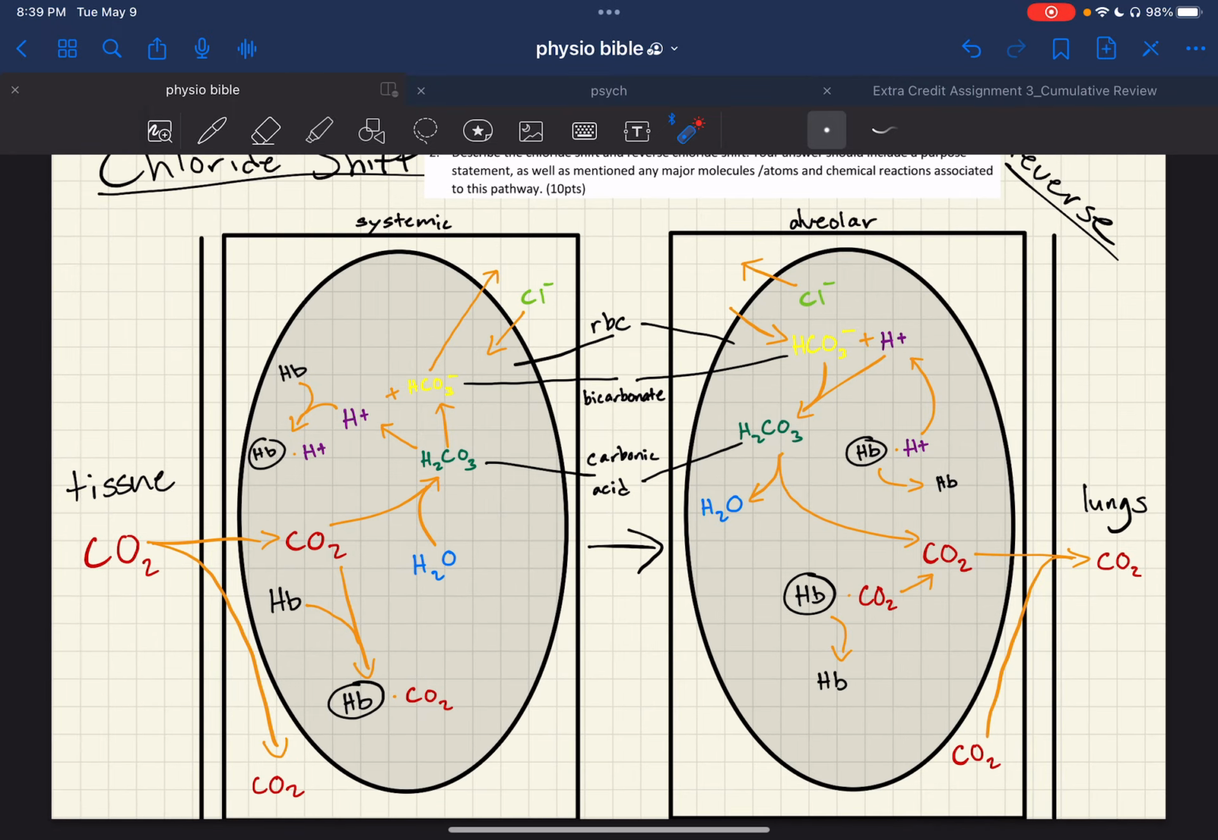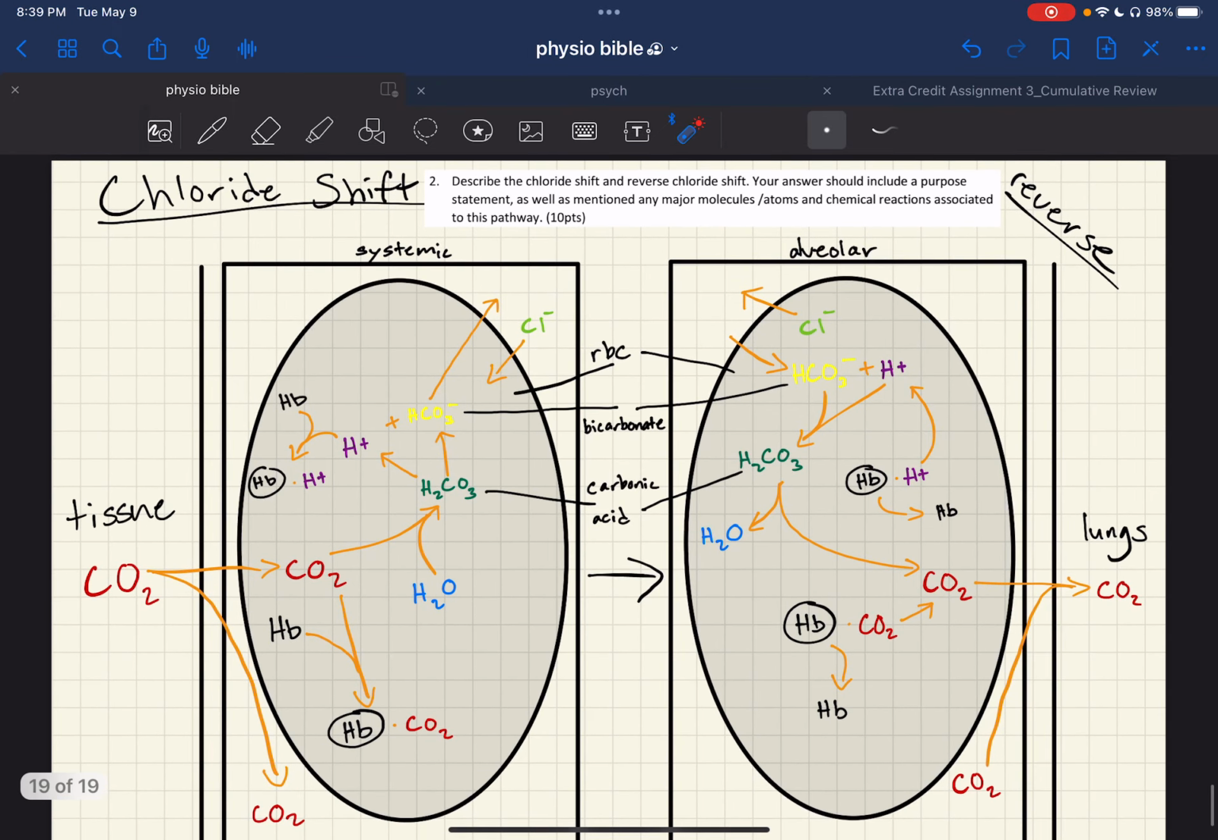I tried to use as many colors as I could so it's visually pleasing.